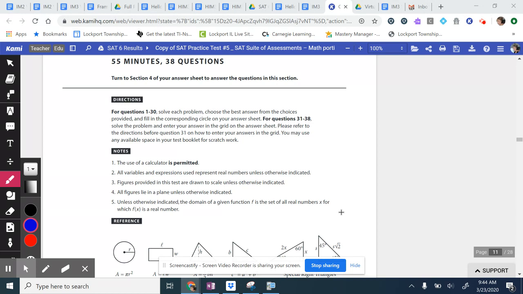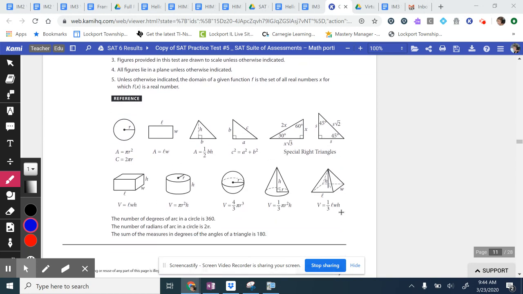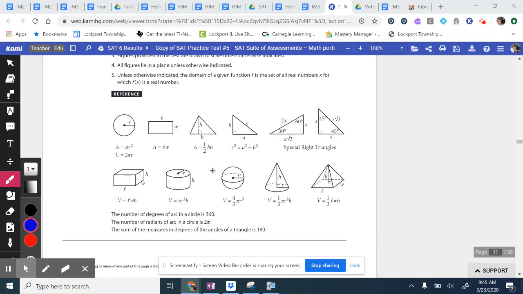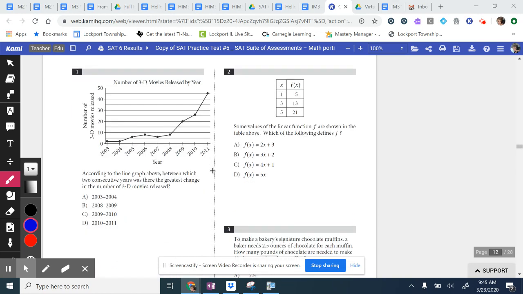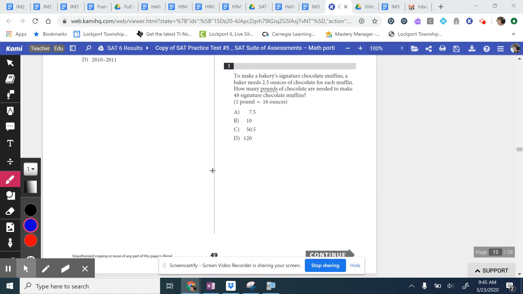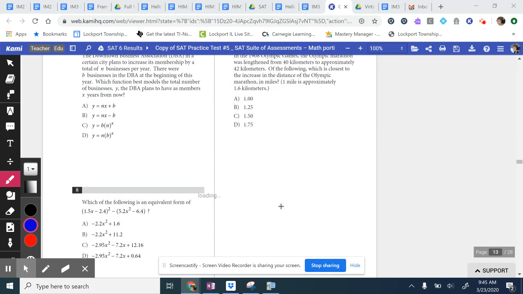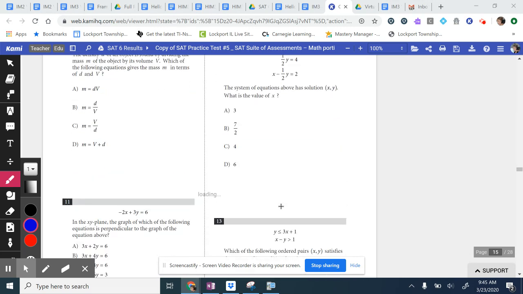Again, this test also begins with all of this good reference information. So you can flip back to this sheet in your test to make sure that you are using the correct formula for these ones here. Our volume, we've got our special right triangles, Pythagorean, and some area calculations. Right, the first one that we really need to look at, which is really exciting, isn't until number 22.